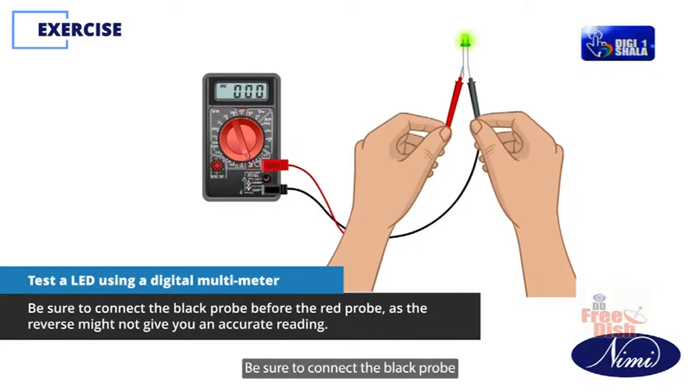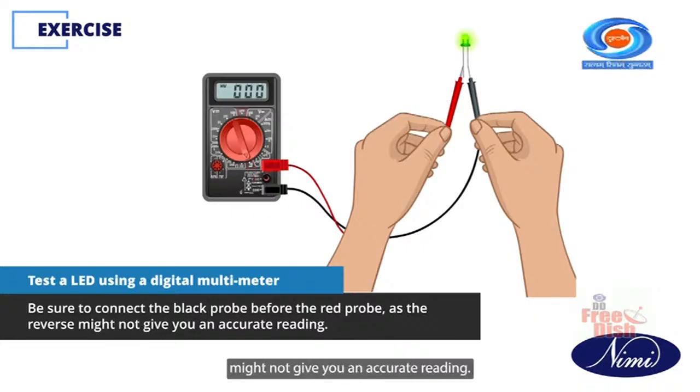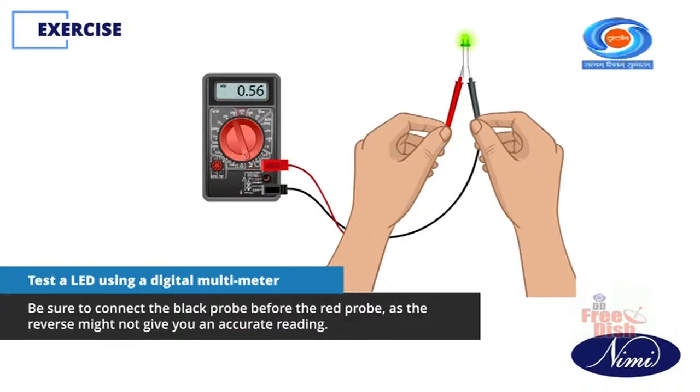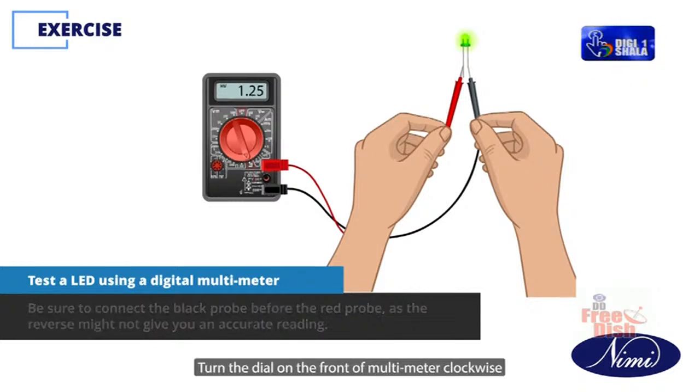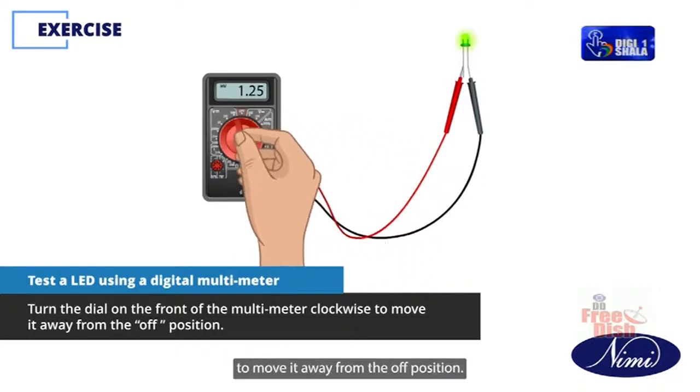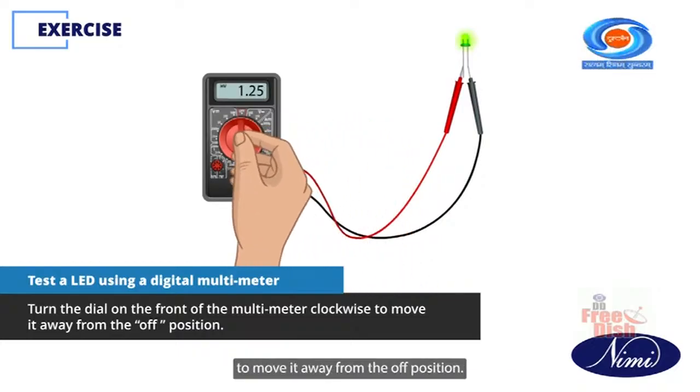Be sure to connect the black probe before the red probe, as the reverse might not give you an accurate reading. Turn the dial on the front of the multimeter clockwise to move it away from the off position.